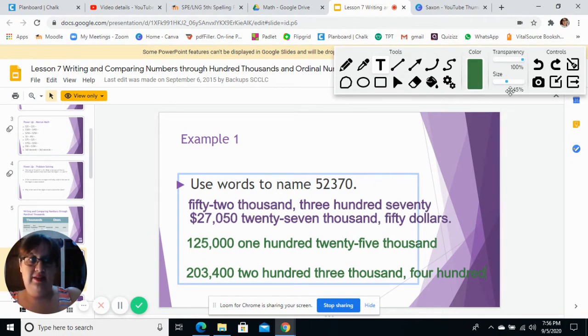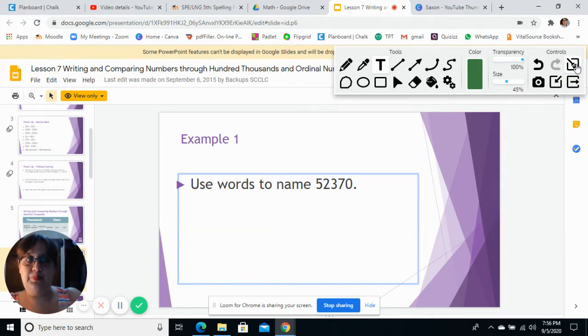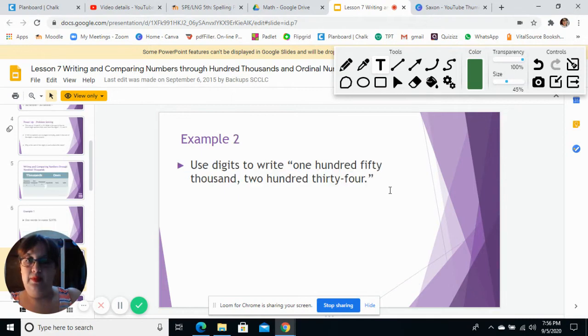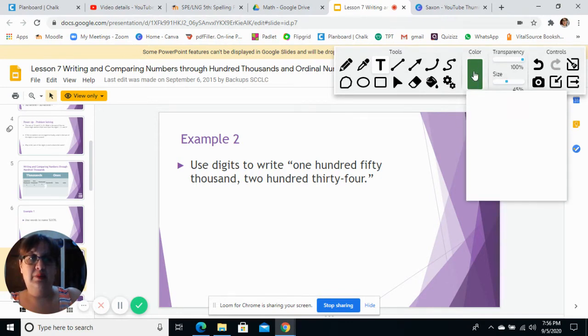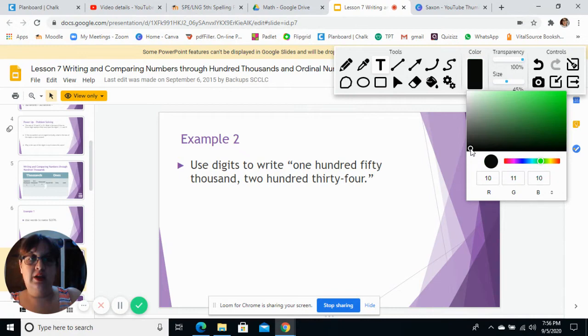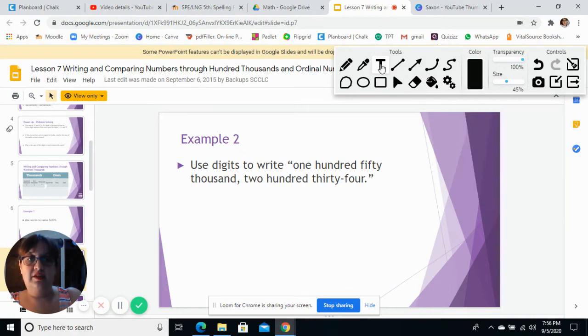All right, let's clear our board. Make sure you have that in your notes before you move on. So press pause if you need to. Okay, we want to write example 2 in our notes. Use digits to write 150,234. This time we're going to use digits. We're not going to use words because they already wrote it out in words. So now we're going to go back to writing in digits.